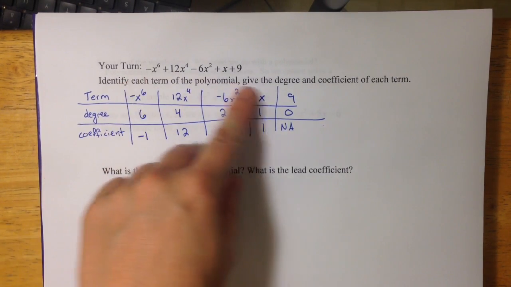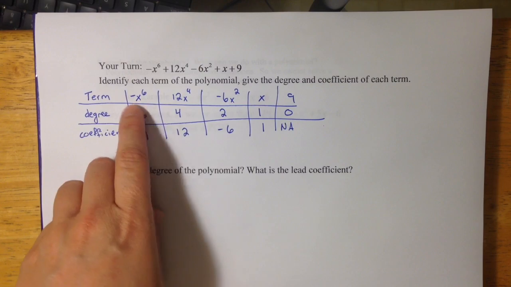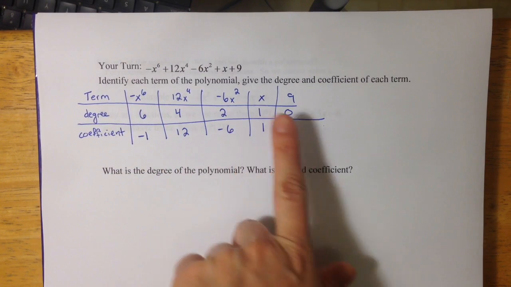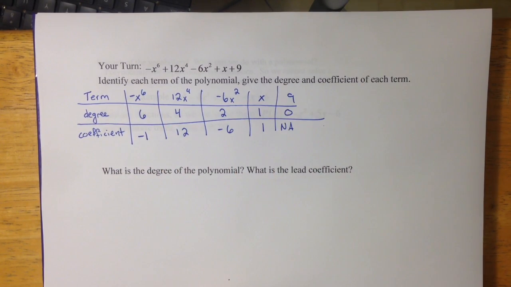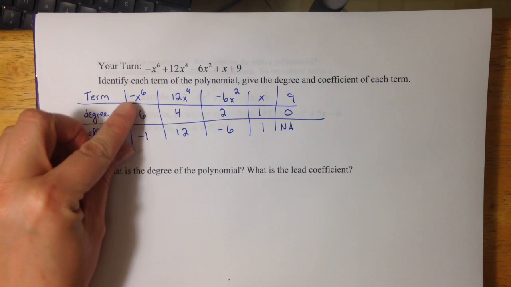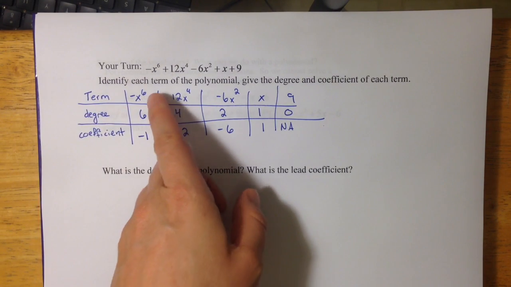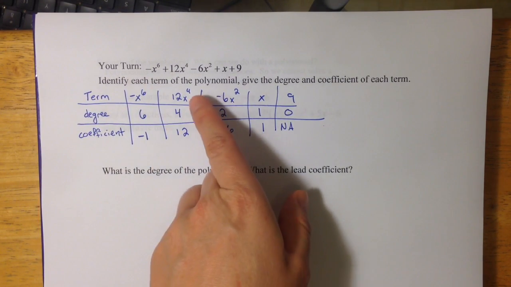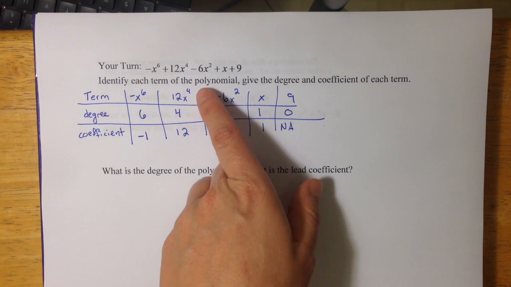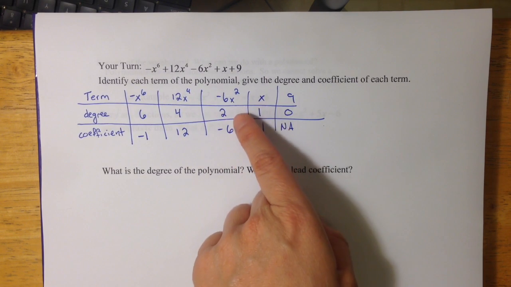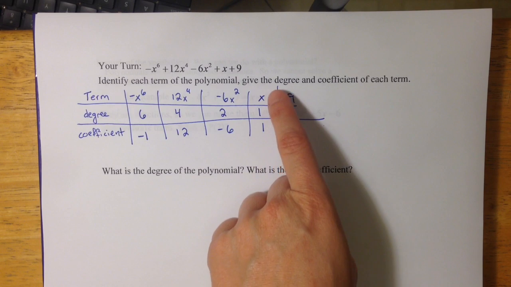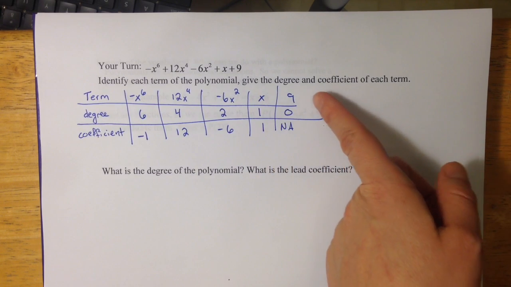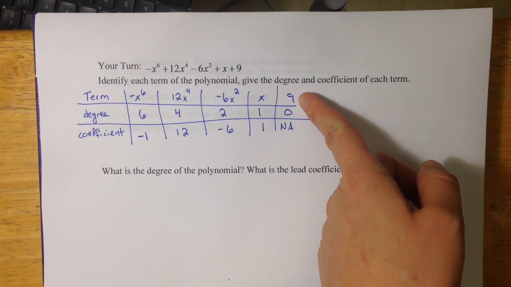This polynomial has 5 terms: negative x to the sixth, 12x to the fourth, negative 6x squared, x, and 9. The degree of negative x to the sixth is 6, since the power on the x here is 6. And similarly, the degree of 12x to the fourth is 4, of negative 6x squared is 2, and of x is 1. Since there are no variables with the 9, its degree is 0.